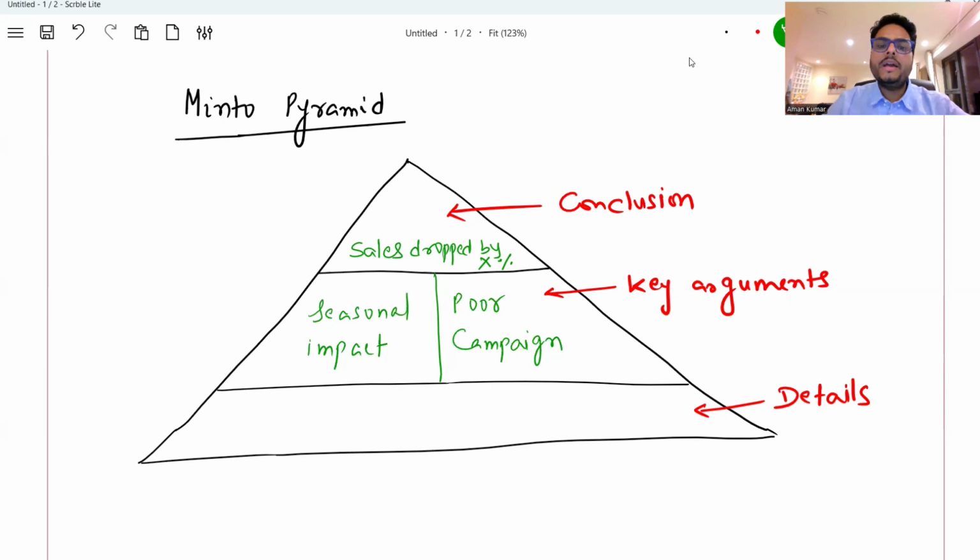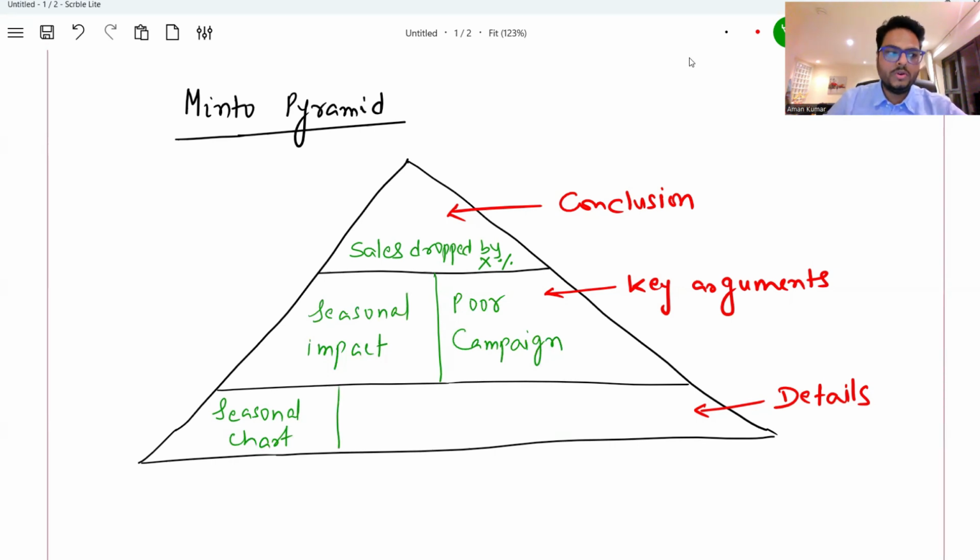Now I have to support these arguments with real data or evidence. So those evidences will come here. For example, what all things can I put? I can put a seasonal chart or data here that shows that in the past 2, 3, 4 years, in all the years, in this season sales dropped.